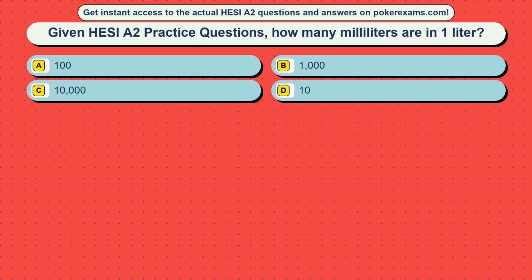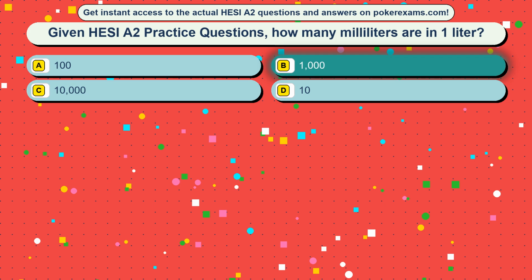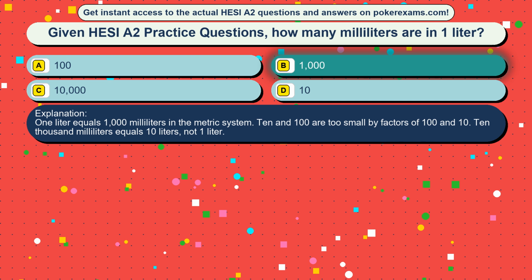Given HESI A2 practice questions, how many milliliters are in 1 liter? Option A 100, option B 1000, option C 10,000, option D 10. The correct answer is option B, 1000. 1 liter equals 1000 milliliters in the metric system. 10 and 100 are too small by factors of 10 and 100 respectively. 10,000 milliliters equals 10 liters, not 1 liter.